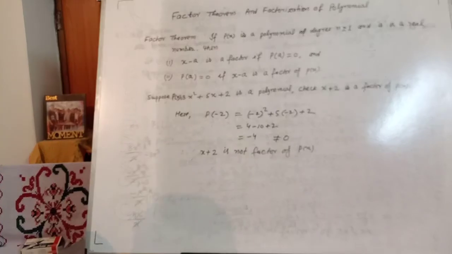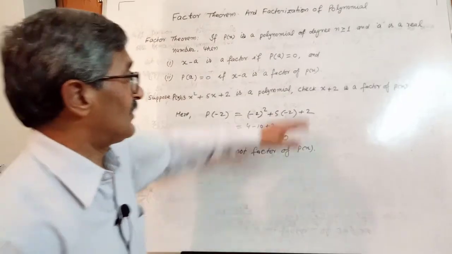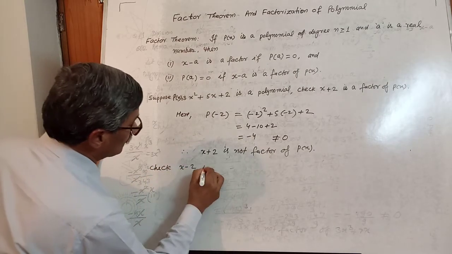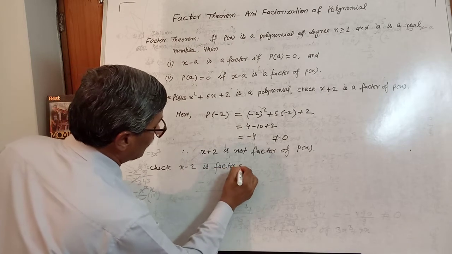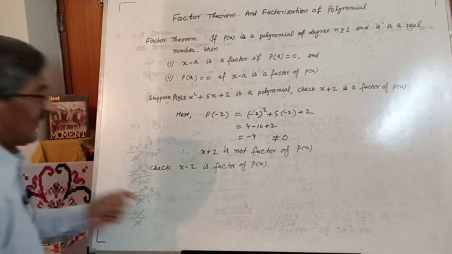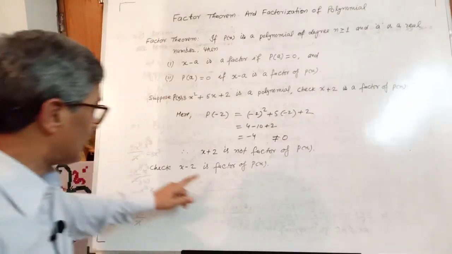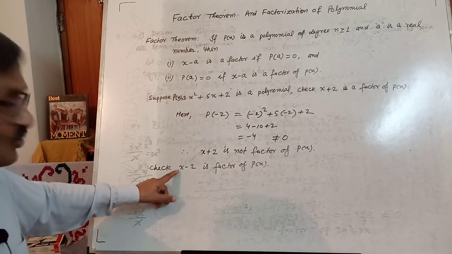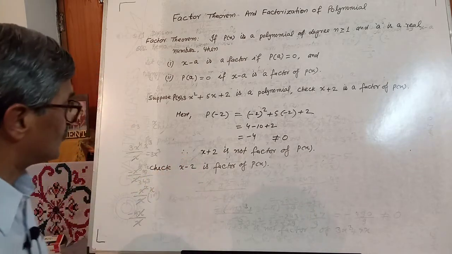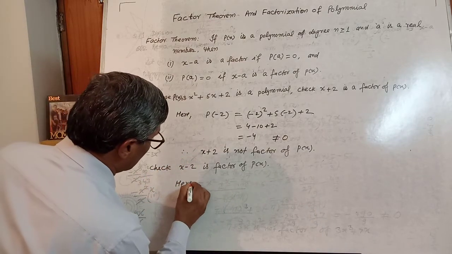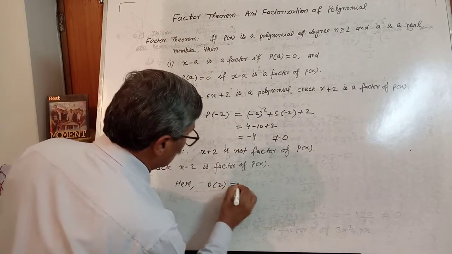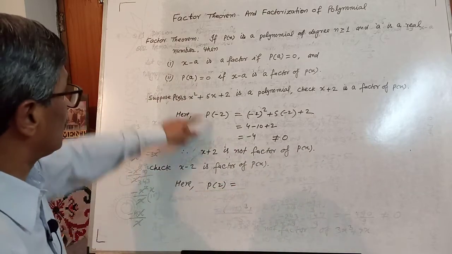This is the decision. Suppose another polynomial, this linear polynomial is given. Check whether x minus 2 is a factor of p(x). X plus 2 is not a factor. Then check whether x minus 2 is a factor. For this one we have to find out. The zero of this polynomial is 2. Then we check p(2). What are we getting? p(2) is equal to what? This 2 will replace x here.